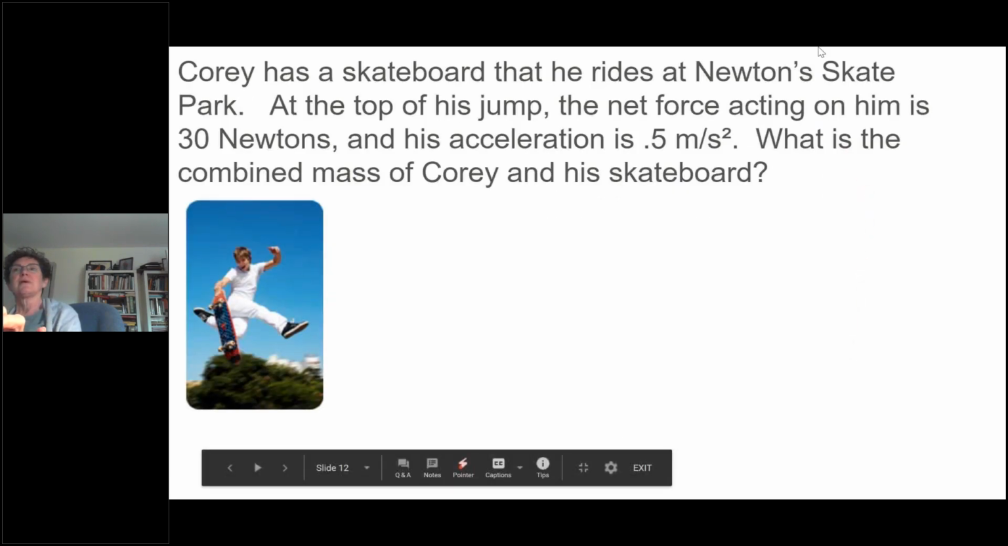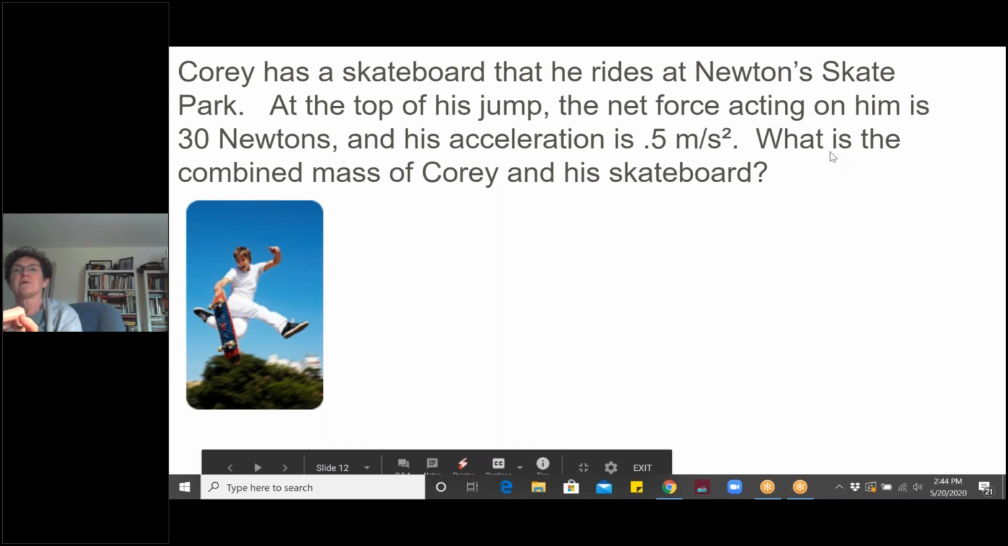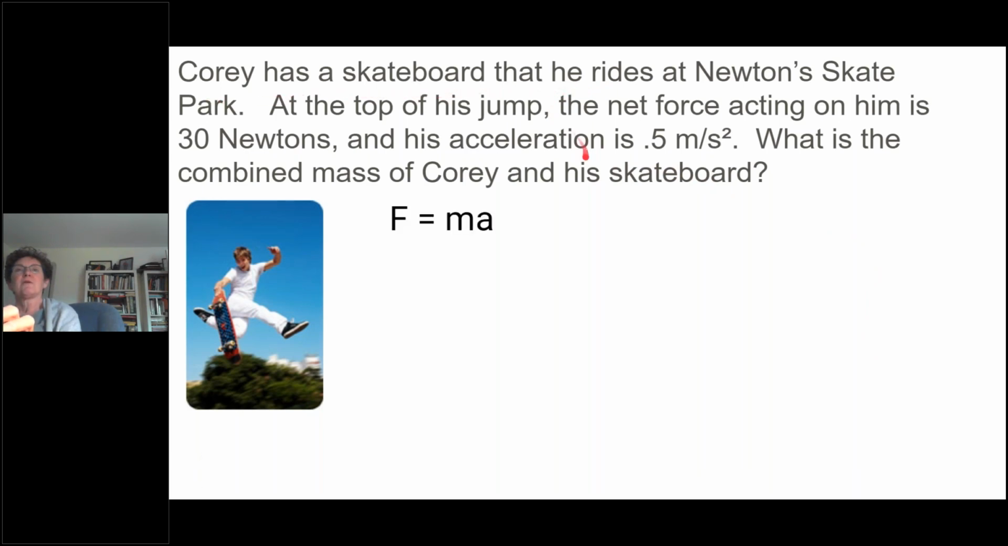Here is another force problem. So Corey has a skateboard that he rides at Newton's skate park. That was that little joke this problem did, because Newton for Isaac Newton. At the top of his jump, the net force acting on him is 30 newtons, and his acceleration is 1/2 meters per second squared. What is the combined mass of Corey and his skateboard?